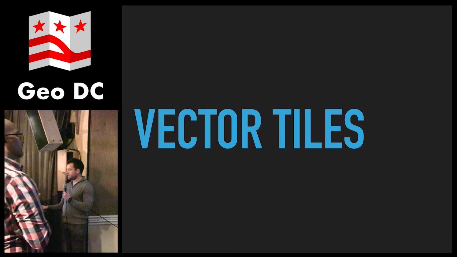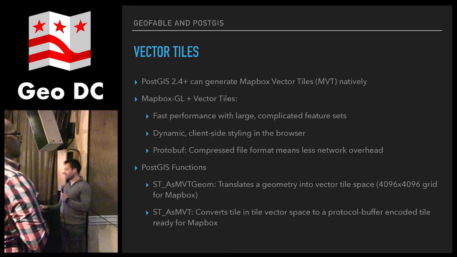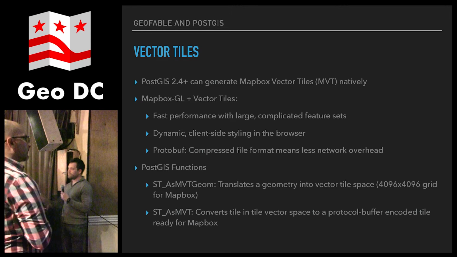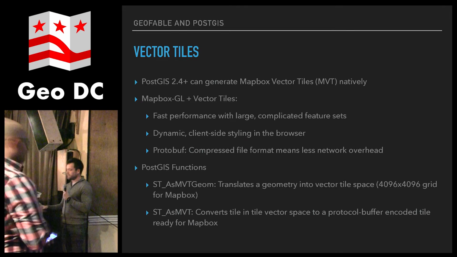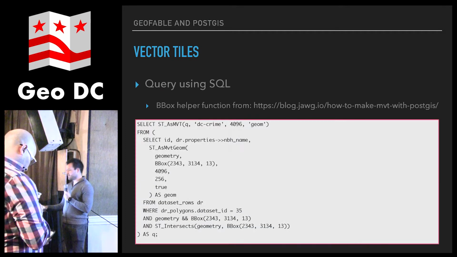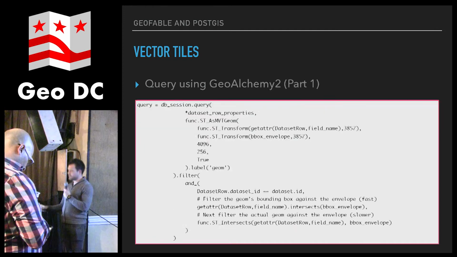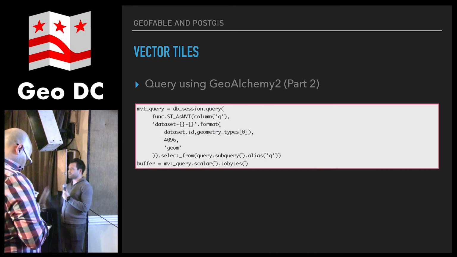Then one of the coolest new features in PostGIS is generating vector tiles. So use Mapbox in the front end, and you can take a table from PostGIS and turn it directly into a Mapbox vector tile using this PostGIS function. And so here's the SQL version, and then we've got the Python version. And basically what it does is it really compresses down your tile.